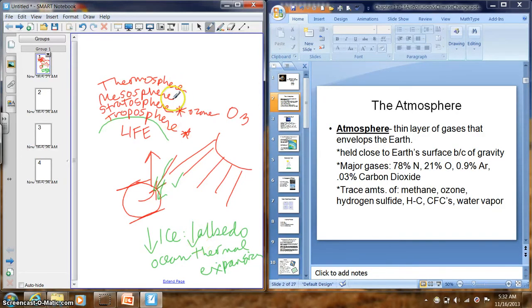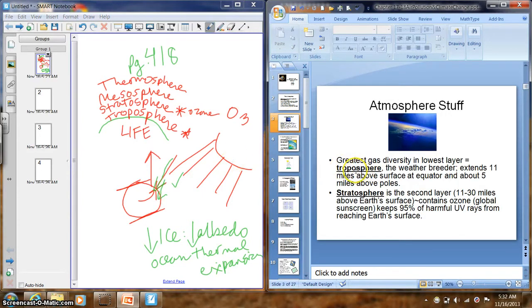The next layer up is the mesosphere, and you don't really need to know much about that. And then the thermosphere. And this is all on page 418 in your book, so you can reference that. Okay?